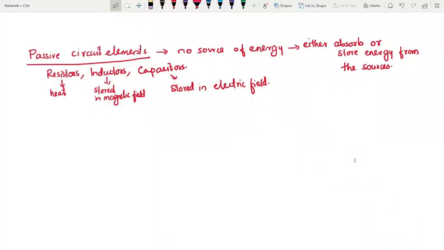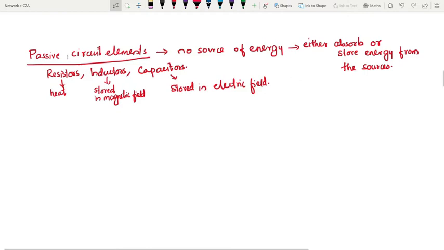In this video, we are going to discuss passive circuit elements. What is a passive circuit element? An element which doesn't generate or produce electrical energy is called a passive circuit element. That means an element having no source of energy is called a passive circuit element. A passive circuit element either absorbs or stores energy from sources.